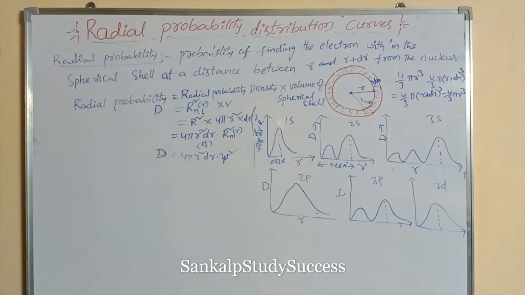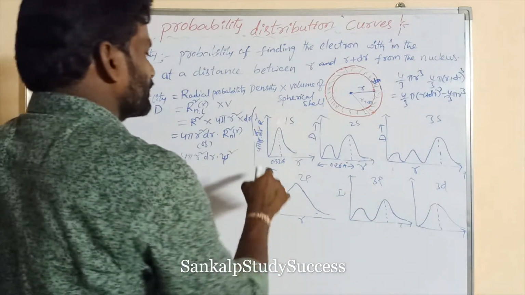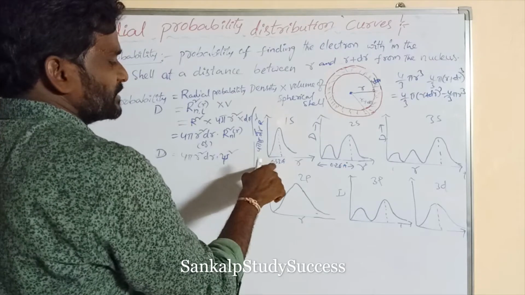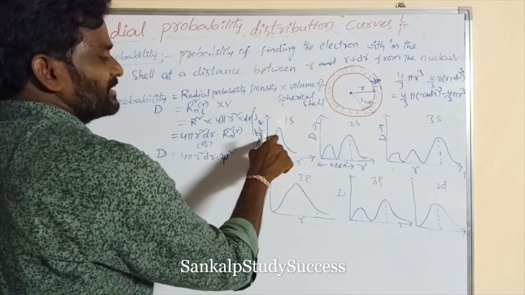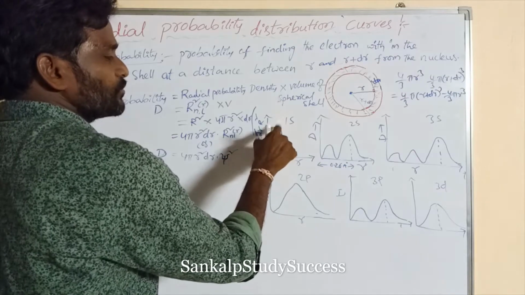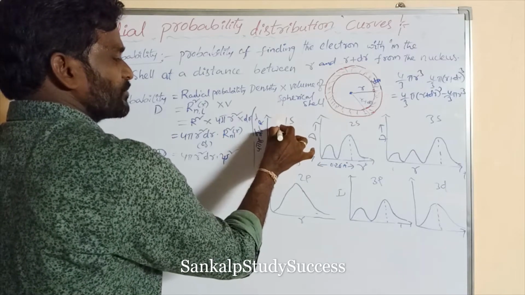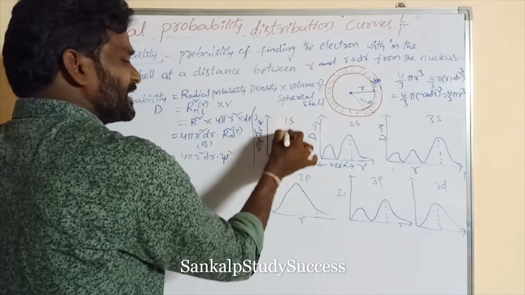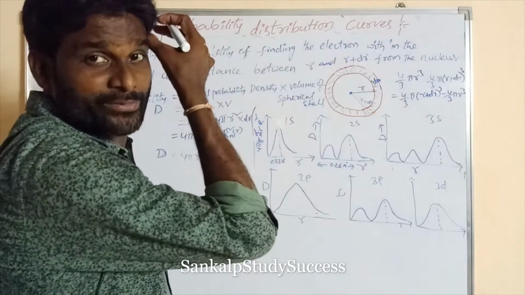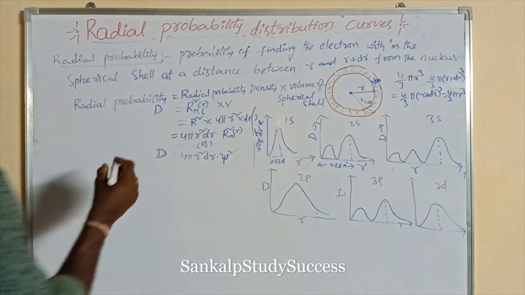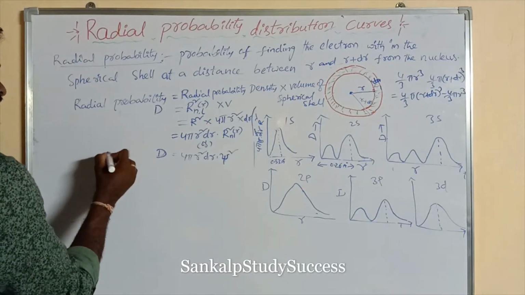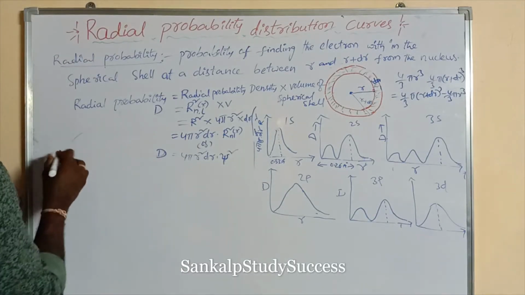So in radial probability distribution curves, the radial probability increases with radius and reaches a maximum, and later it decreases. Suppose we take a tree, like a mango tree.